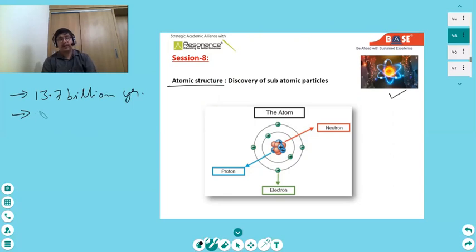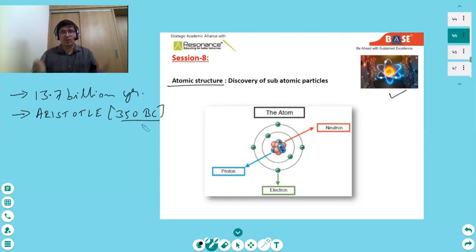Then there was a Greek philosopher known as Aristotle. Around 350 BC, that is before Christ, he said that matter is made up of air, water, earth, and fire. But he did not have any support for it, so that concept failed. Basically, the atom is the building block of matter. That's why Aristotle said matter is made up of air, water, fire, and earth.